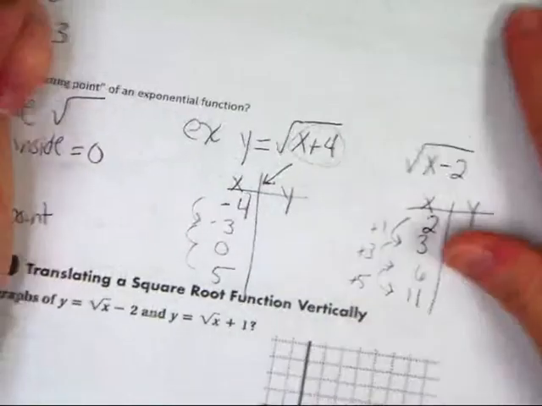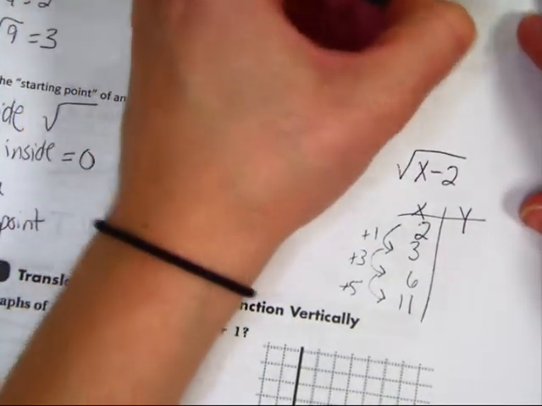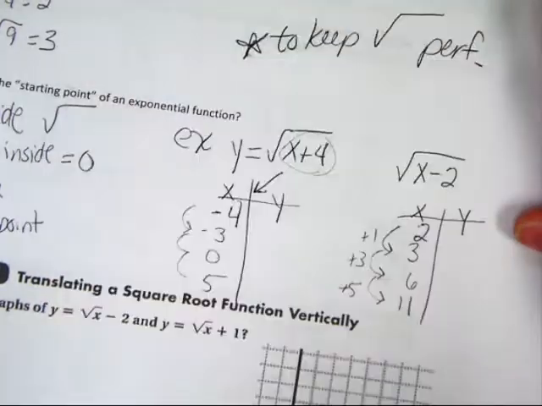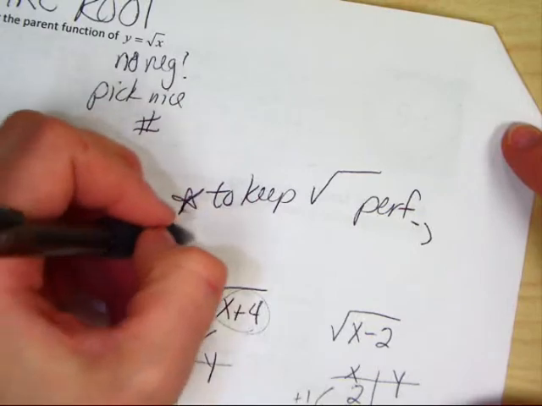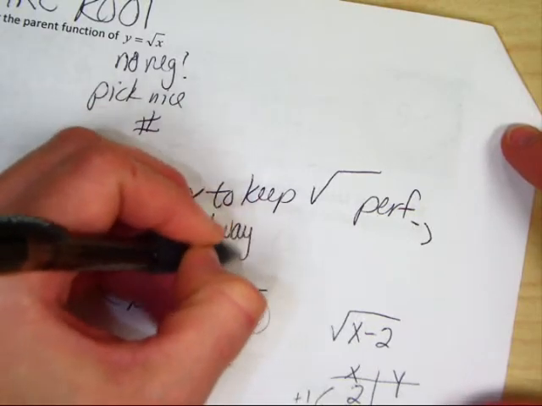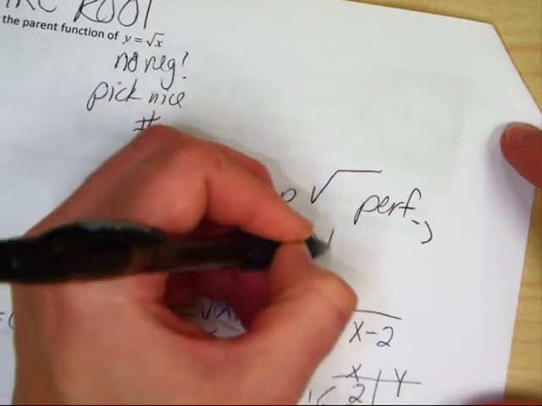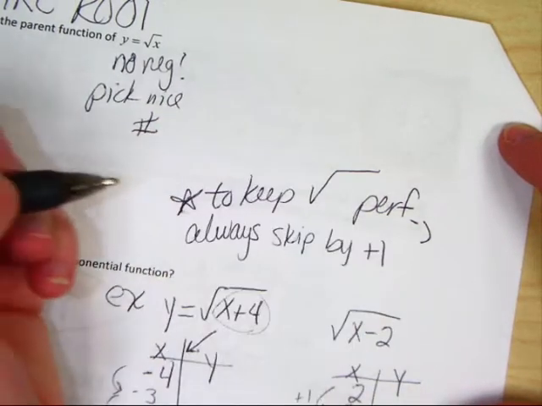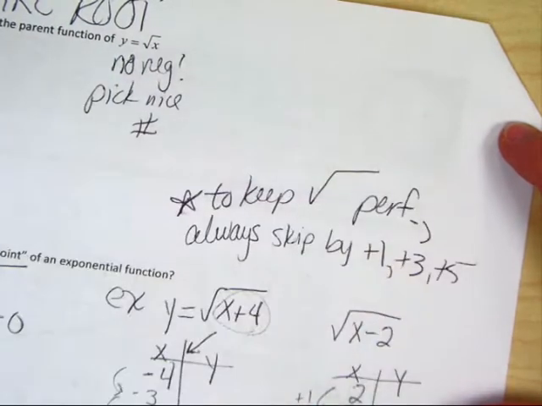Okay? So let's write a little note up here. To keep the square root perfect, always skip by up 1, up 3, and up 5.